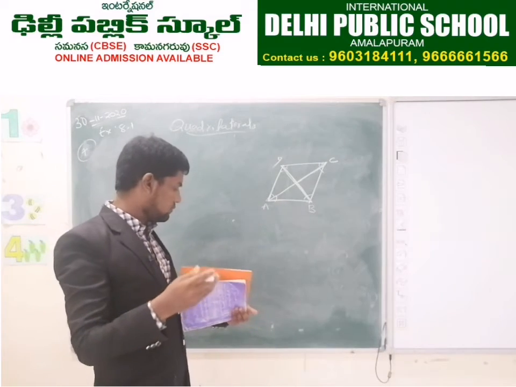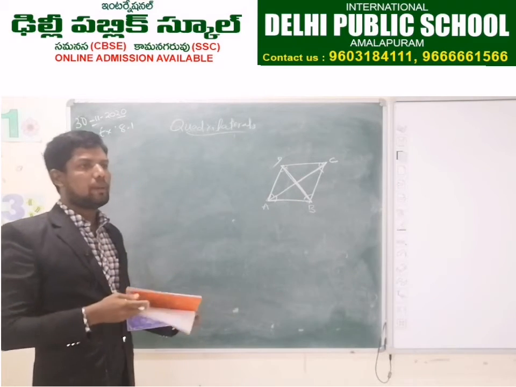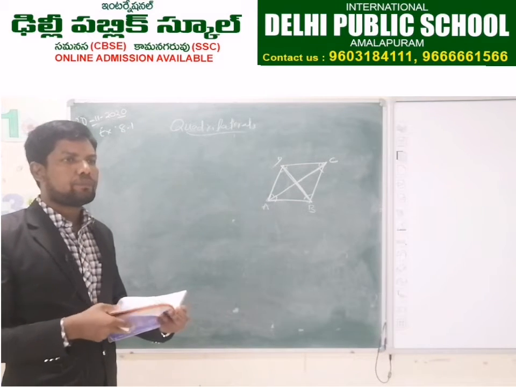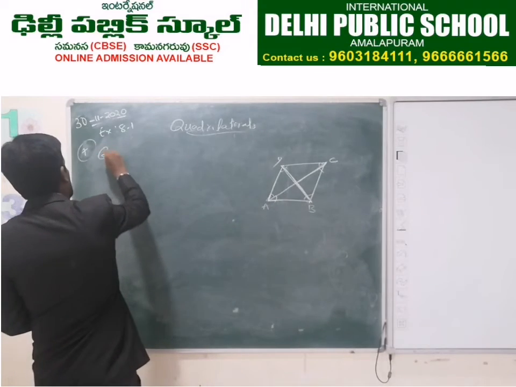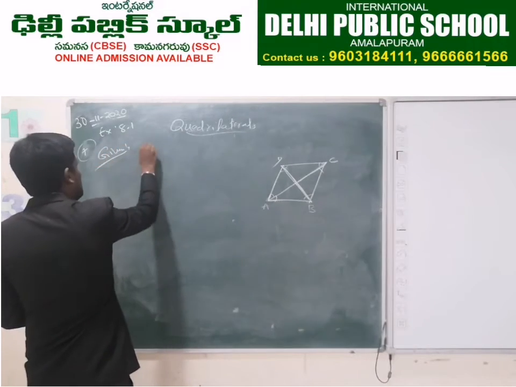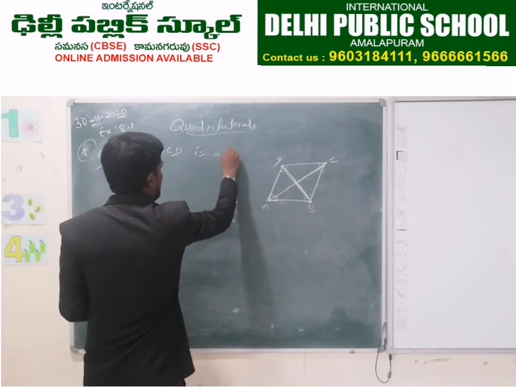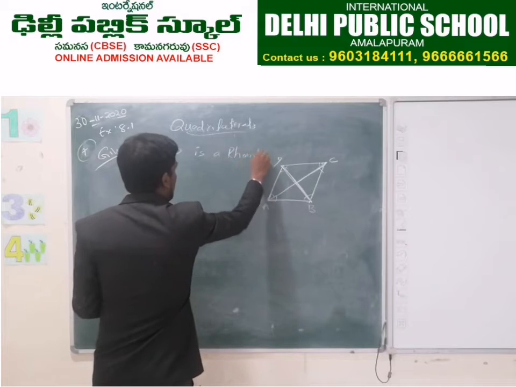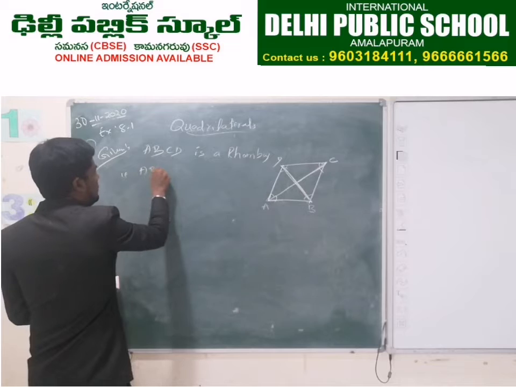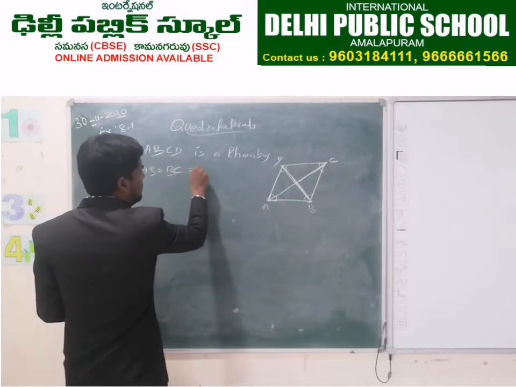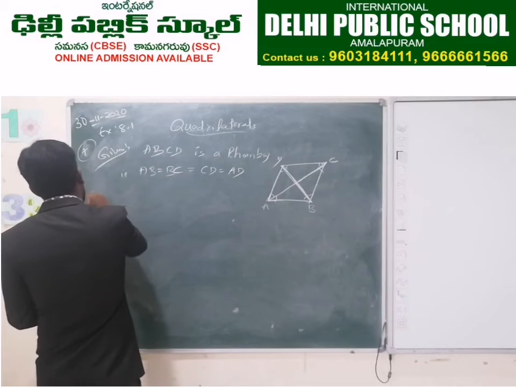Start writing. First, what have they given? Given, what can we write? Very good. ABCD is a rhombus. It means AB is equal to BC is equal to CD is equal to AD. Okay.